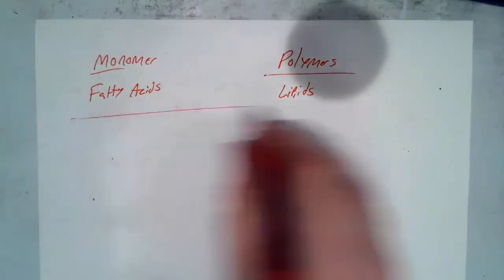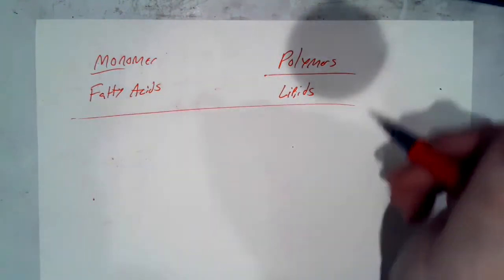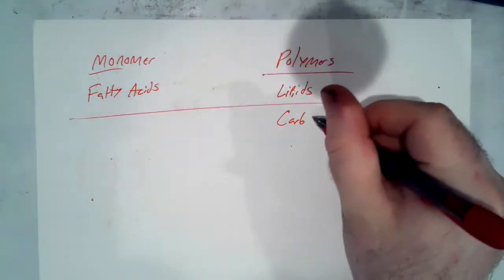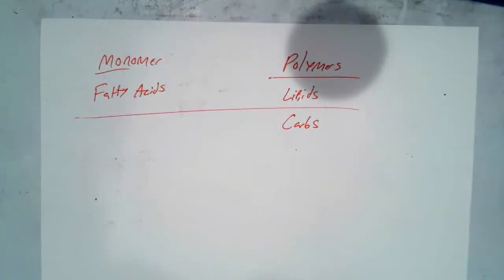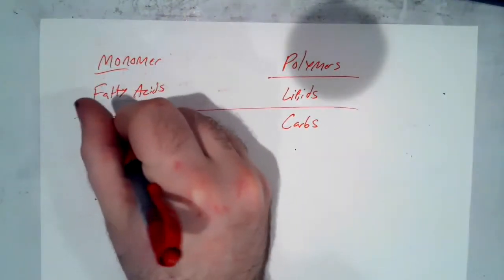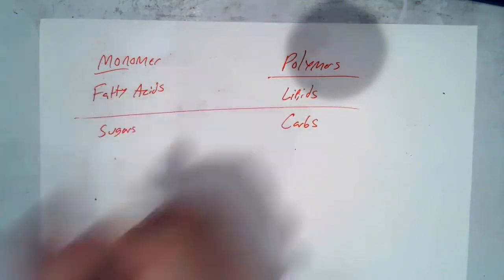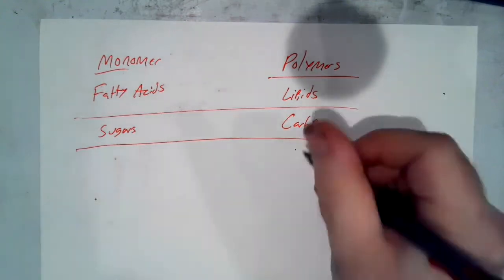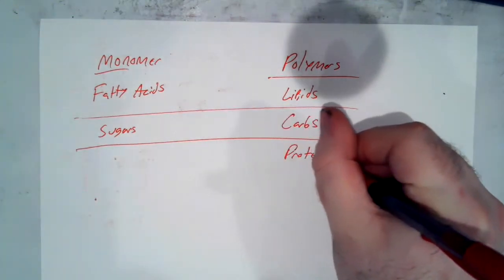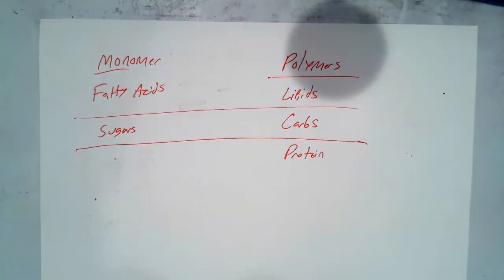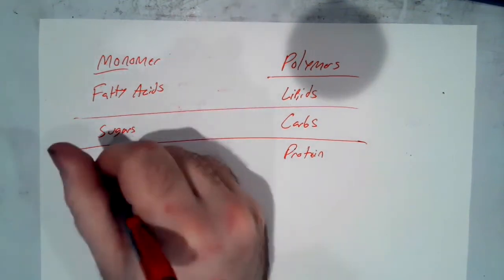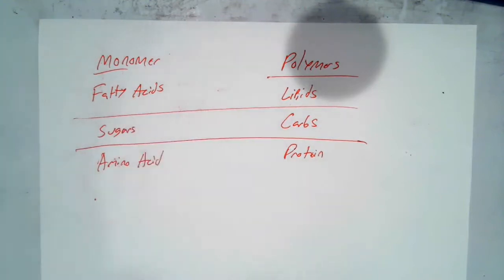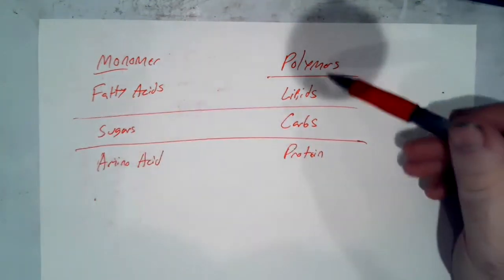Well, what about another one? This is a little ambiguous, but we'll say carbs or carbohydrates, of course. Well, the monomer of carbs would just be sugars. All right? Protein. What makes up a protein? Amino acid. And so on.